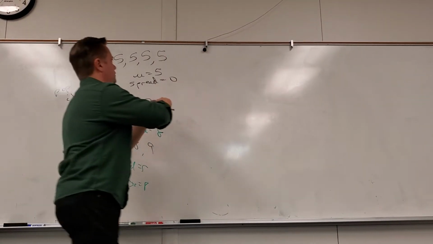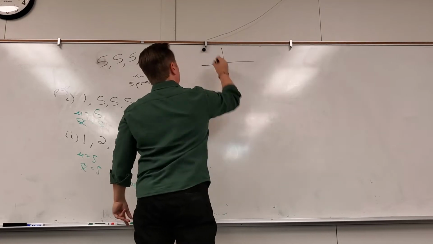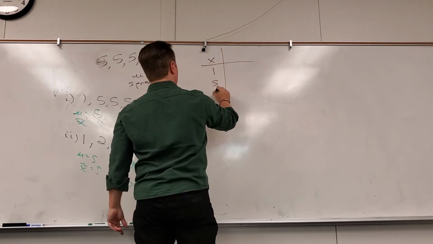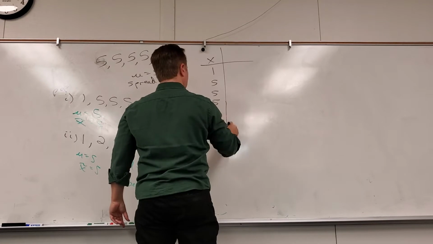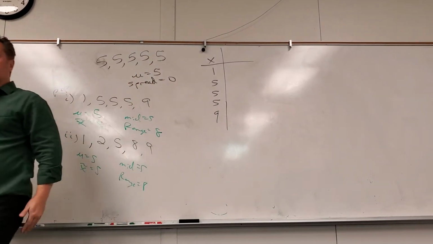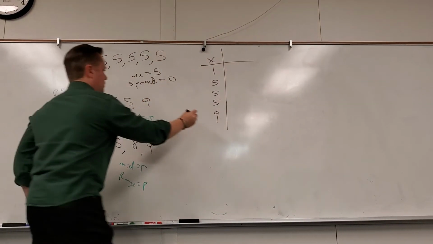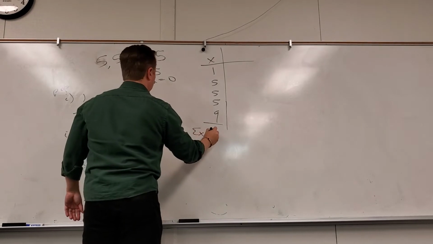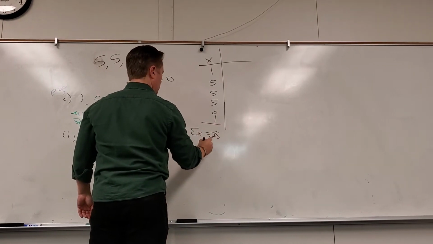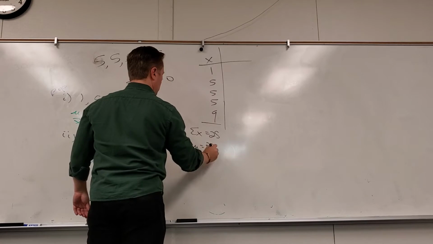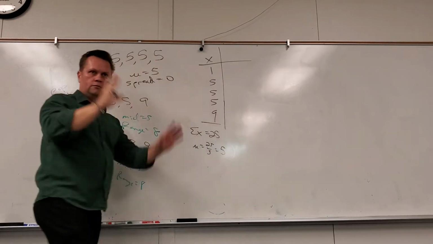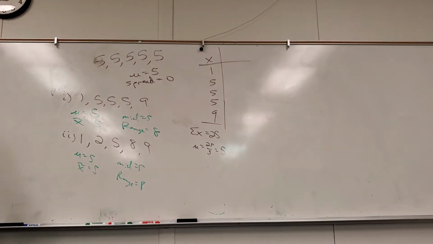Let's do this one. We write it like this: 1, 5, 5, 5, 9. And we know the mean, so the sum of x was 25, right? So the mean was 5. Is that cool? We already did that. Everybody with me?